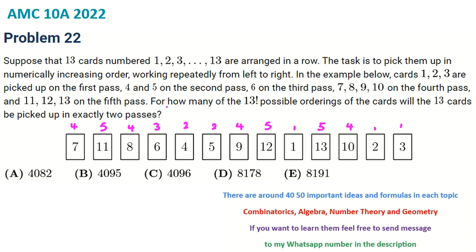And it asks: for how many of the 13 factorial possible orderings of the cards will the 13 cards be picked up in exactly 2 passes?